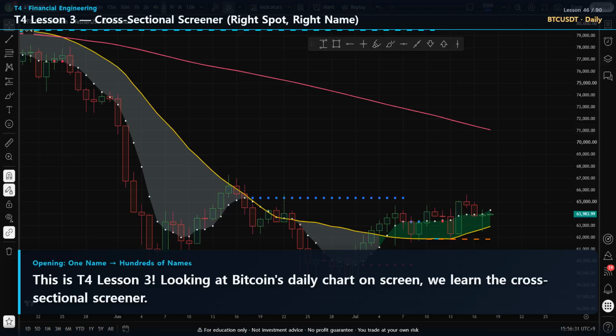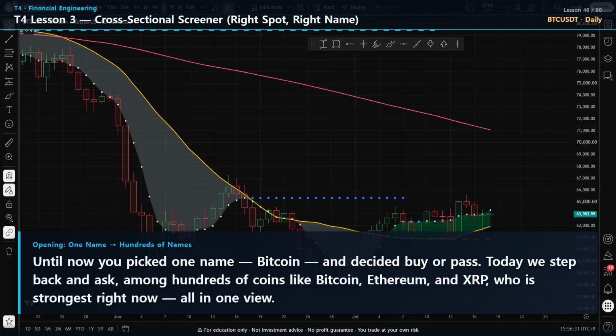This is T4 Lesson 3. Looking at Bitcoin's daily chart on screen, we learned the cross-sectional screener. Until now, you picked one name, Bitcoin, and decided buy or pass. Today, we step back and ask, among hundreds of coins like Bitcoin, Ethereum, and XRP, who is strongest right now, all in one view.